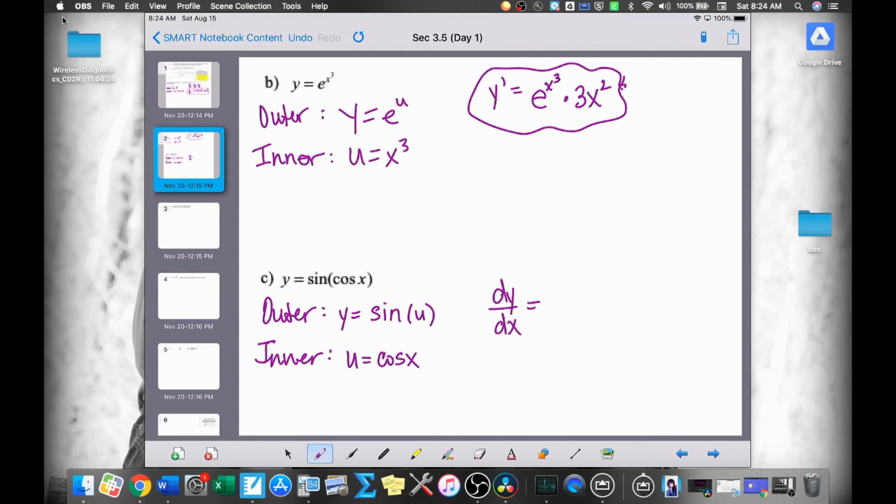Okay, so what is the derivative of sine? The derivative of sine is cosine. So it's going to be cosine, but it's at the inner, so it's cosine of cosine x, that's kind of weird, right? Times the derivative of the inner function. Well, the inner function is cosine x. What is the derivative of cosine x? That is negative sine x. And then in this case, I probably would take the time, because of that negative sign, to put the negative in front. So I would put negative sine x times cosine of cosine of x. And that's how I would leave my answer for letter C.